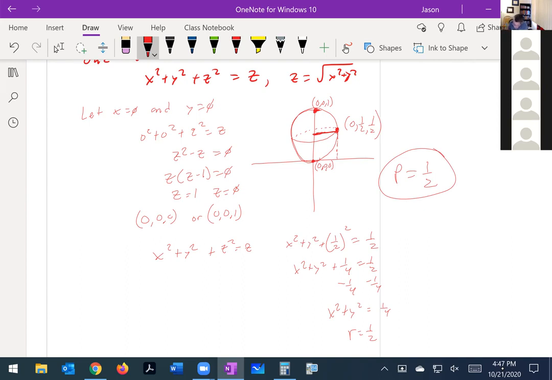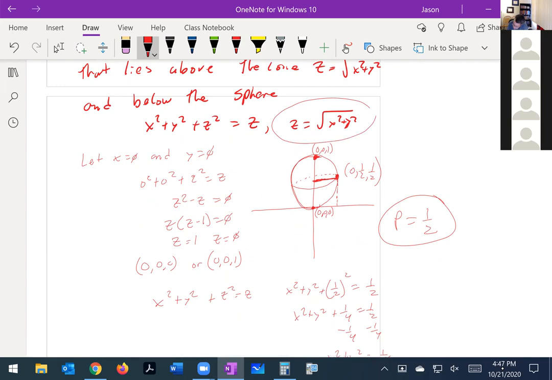What about the cone? What's the cone? The cone is this thing here. Okay, and so let's think about this for a second. When x is 0 and y is 0, let's look at the cone here. When x is 0 and y is 0, then z is 0. So we get the point 0, 0, 0. Okay, so that's the cone.